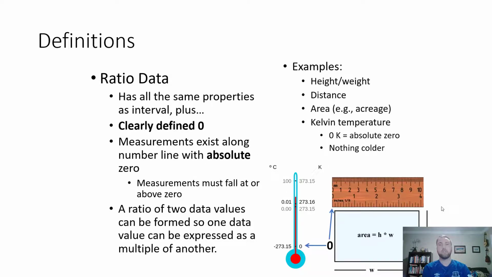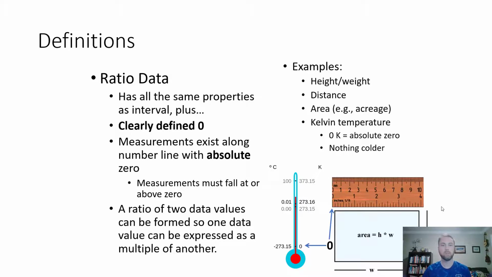Lastly, we have ratio data. With ratio data, it has all the same properties of interval plus a clearly defined 0, meaning that 0 is the bottom. There's nothing below 0. There are no negative values in ratio data. That's the key thing to know.